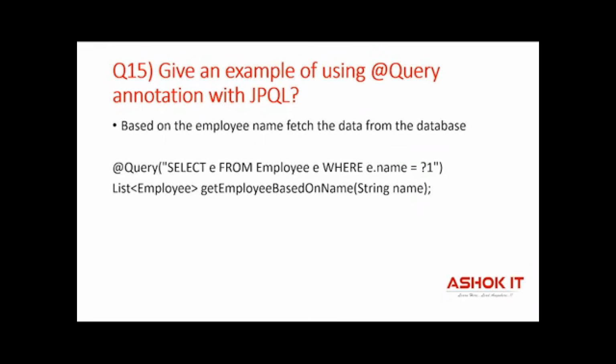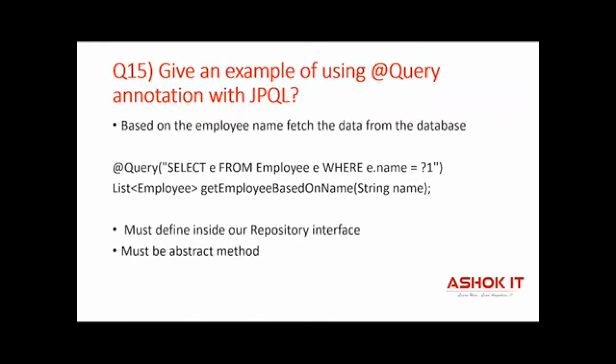This must be defined on top of an abstract method. See, I wrote one abstract method. This time the method name can be any name. And for parameters, I have passed one parameter because ?1 is there. Okay, if 2 question marks are there, we have to pass 2. That returns some output. And remember, whatever we are defining with @query, it must be inside the repository interface and must be on top of an abstract method. You can see getEmployeeBasedOnName is a method I wrote. At last a semicolon is there, it's an abstract method. And you must check JPQL HQL syntaxes.